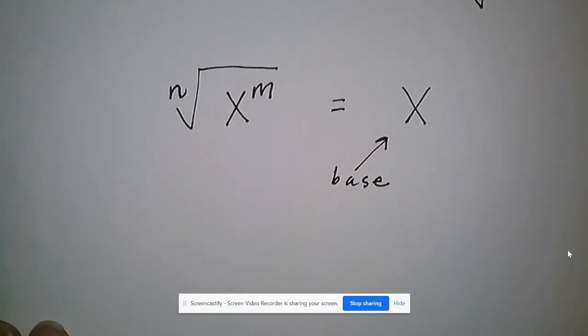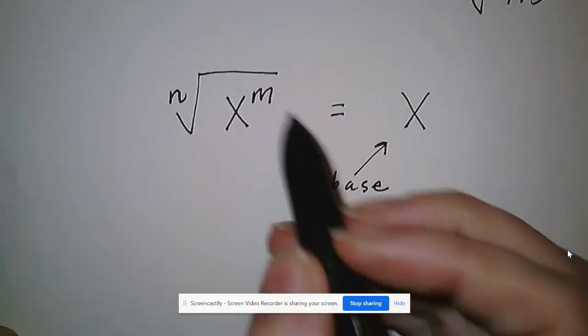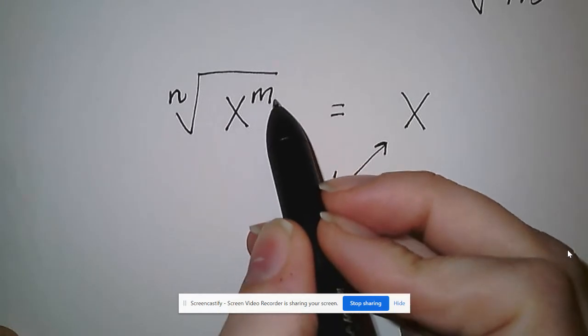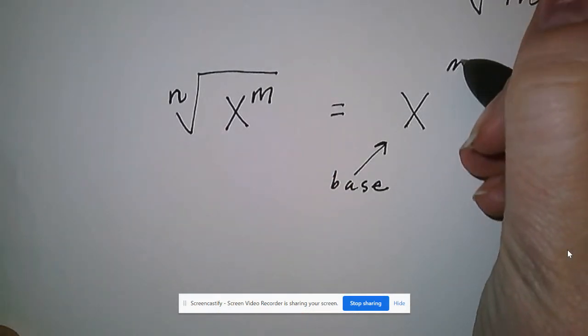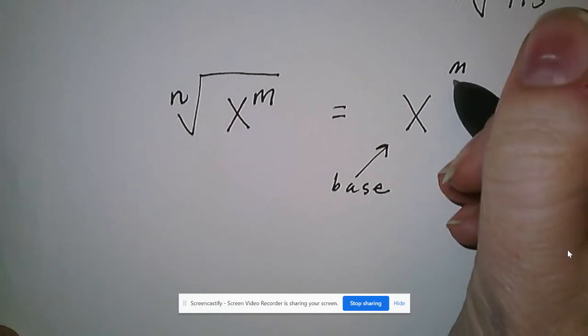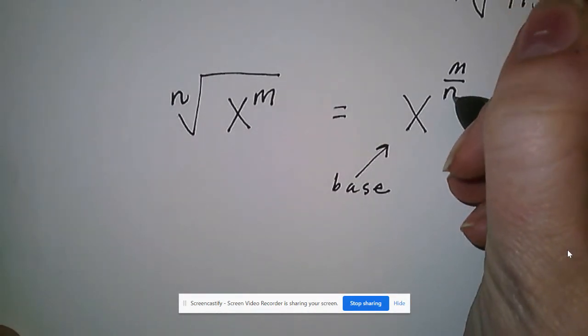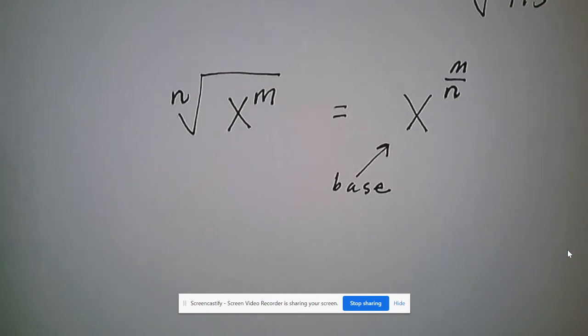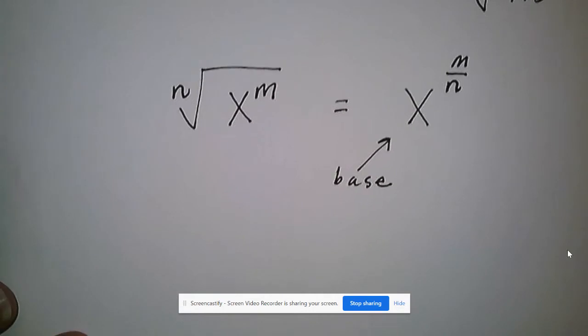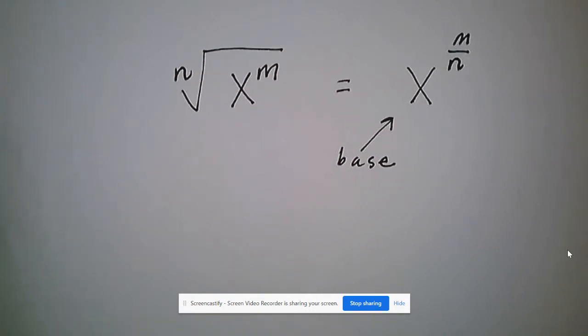That's our base. And we're going to take the exponent of m. It is going to become the numerator, and the nth root, or this n over here, is going to become the denominator. So there's a reason we do this that you're going to see in the next video, but I wanted to keep them kind of short. So this one's just kind of bite size, showing you how to convert it.